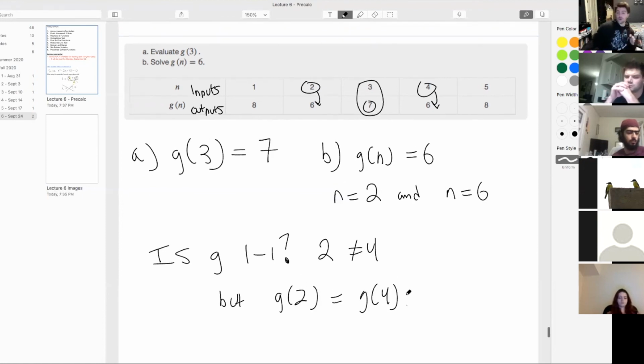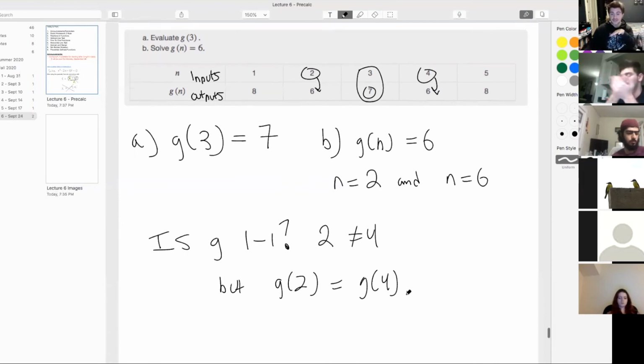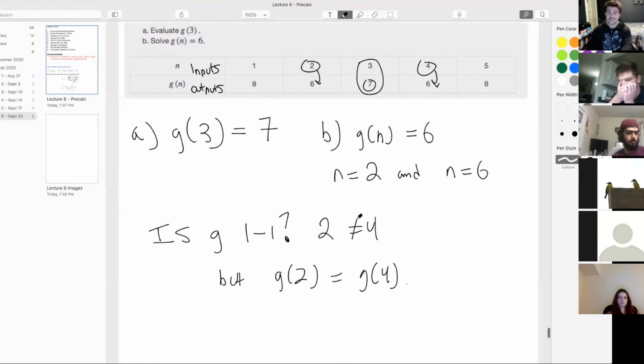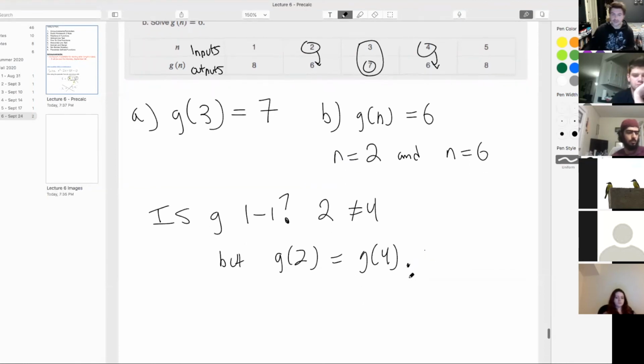So on a graph, that would fail the horizontal line test. But also symbolically, we see that distinct inputs do not get mapped to distinct outputs. Very good.